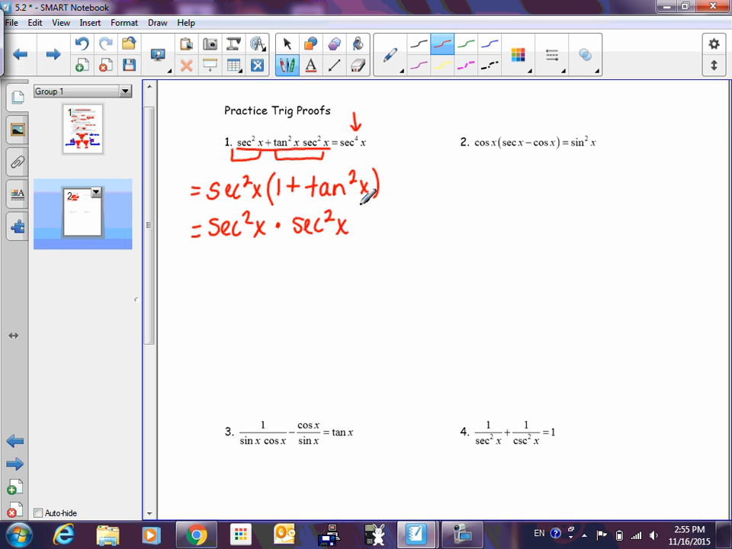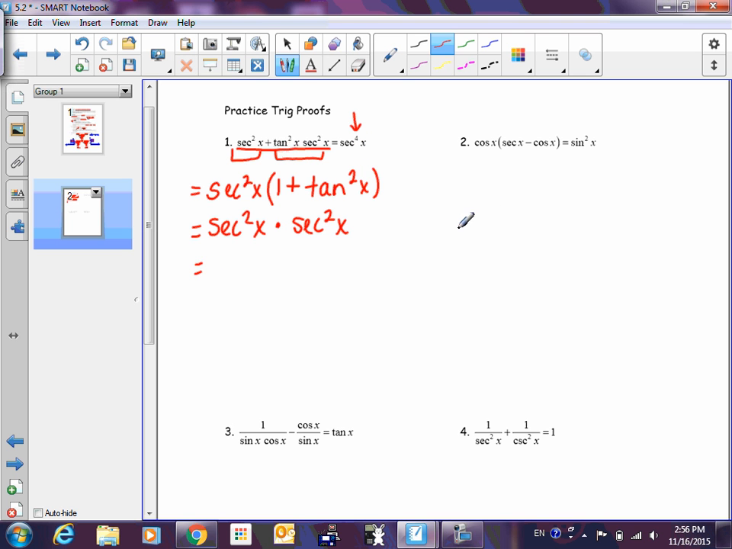I want everybody to find that somewhere, either your notes or your blue card. Do you see where it says 1 plus tan squared x equals secant squared x? It's the Pythagorean identity. Now, we're pretty close. I only have secants now.